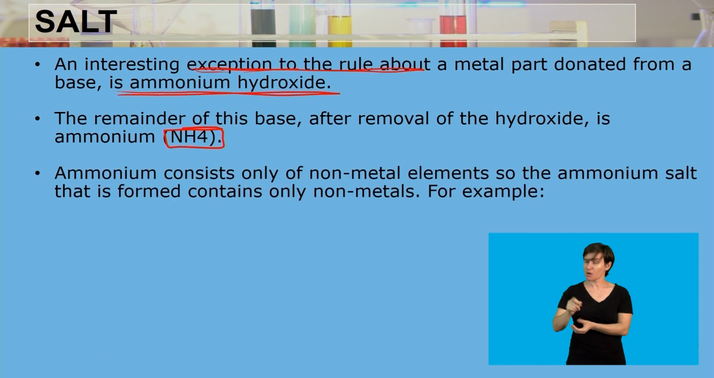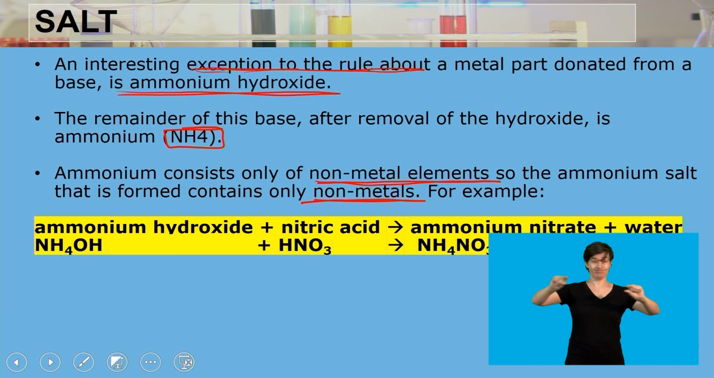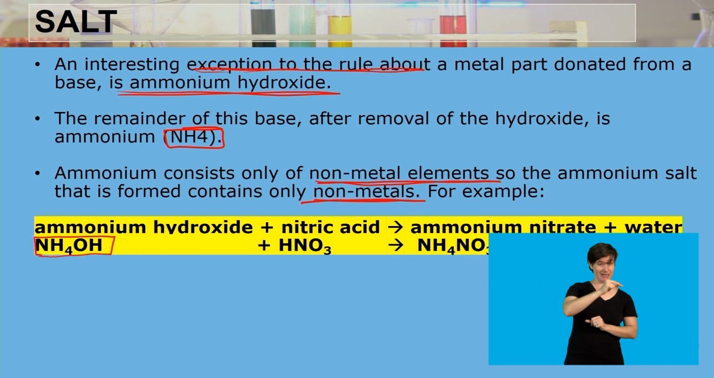So what does that mean? The ammonium consists of only non-metal elements. So the ammonium salt that is formed will only contain non-metals. For an example, this is the chemical formula for our ammonium hydroxide. We're noting that there's an OH that is going to be donated, and then the remainder is your NH4, and the NH4 only contains the non-metals.